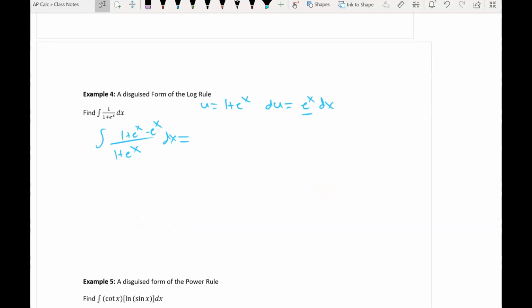Okay, but now what we can do is we can split this up. This is the same as the integral of 1 plus e to the x over 1 plus e to the x, and I still need my dx, minus the integral of e to the x over 1 plus e to the x dx. And the reason we do that is because now this becomes pretty easy to do the antiderivative of. This quantity is just going to be 1. This is the integral of 1 dx minus, well, you can recognize this as going to be a u prime over u.